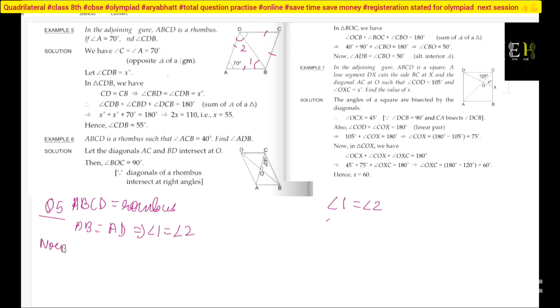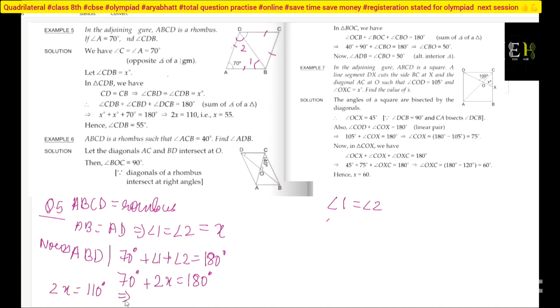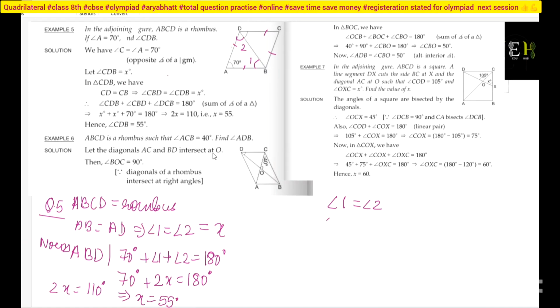Now in triangle ABD, I will say 70 degrees plus angle 1 plus angle 2 is equal to 180 degrees. Suppose angle 1 equals angle 2 equals x. So 70 degrees plus 2x is equal to 180 degrees, so 2x is 180 minus 70, which is 110. This implies that x is equal to 55 degrees. It is very simple, because when two sides are equal, opposite angles are also equal. That is the main concept over here.